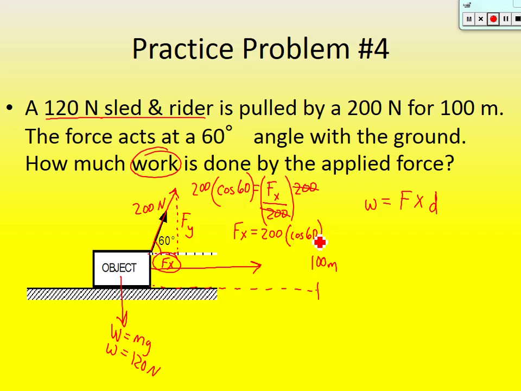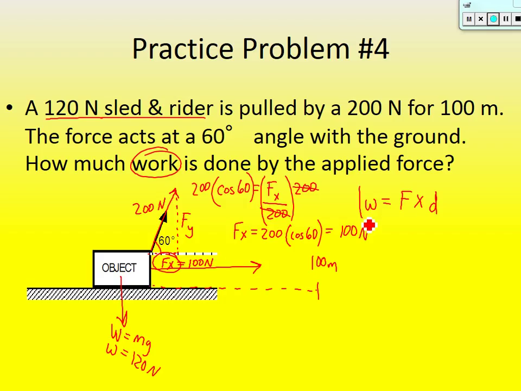Let's grab our calculator and make sure. I think that the cosine of 60 is 1/2. Cosine of 60 is equal to 1/2, and then times 200 is 100. So Fx is equal to 100 newtons. So this force was 200, but it was going at an angle that was not parallel to the direction of its movement. So we had to solve for Fx, which is 100 newtons.